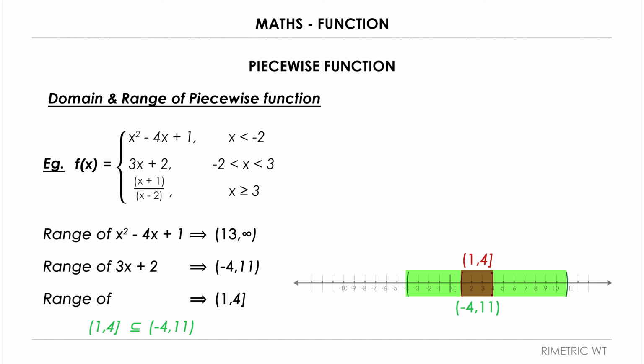Finally, we'll find the general range of the function by finding the union of the first and the second condition as shown here, since the third condition's range is included under the second. Therefore, the range will be -4 up to 11 in open interval union 13 up to infinity in open interval.